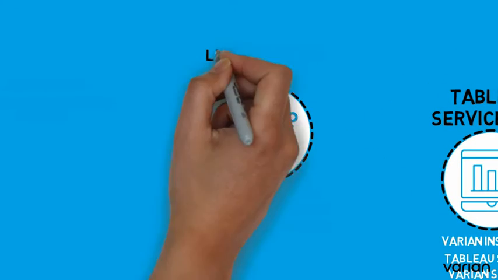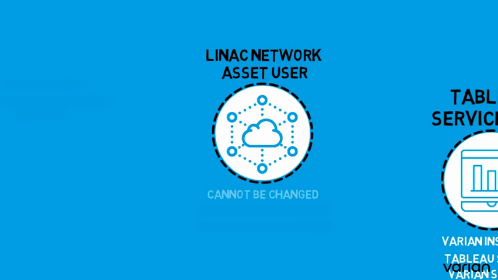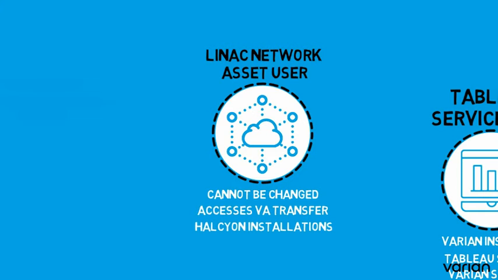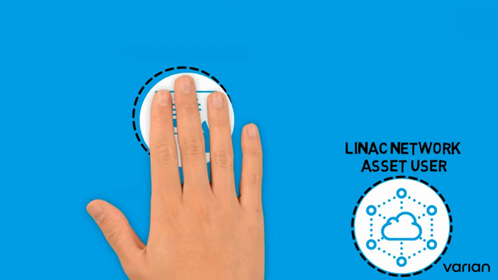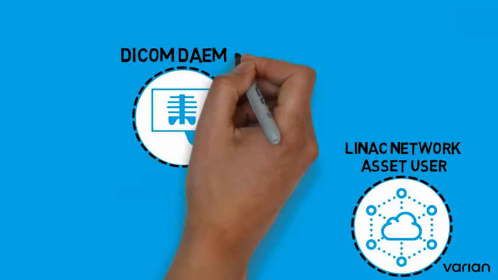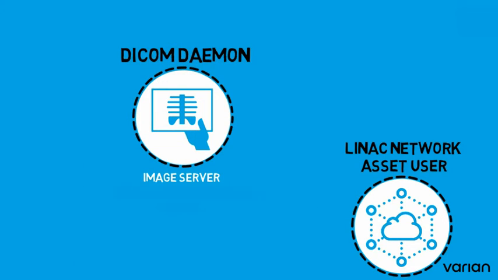The LINAC network asset user cannot be changed. It will access the VA transfer and is assigned to a group. This user is required for all Halcyon installations. The DICOM daemon is a local user that is added to the image server. It will give TrueBeam 2.7 and below and C series access to that share.